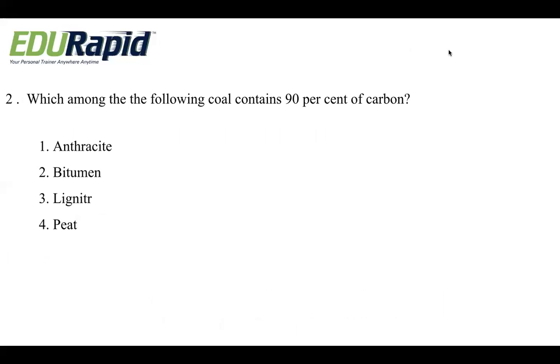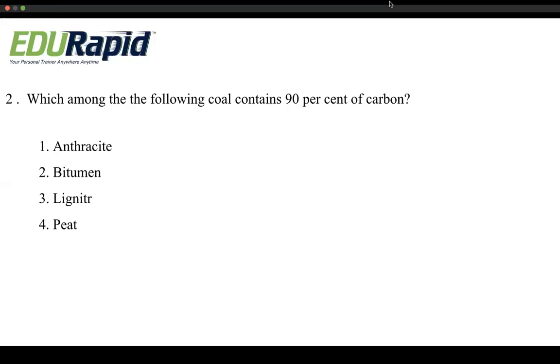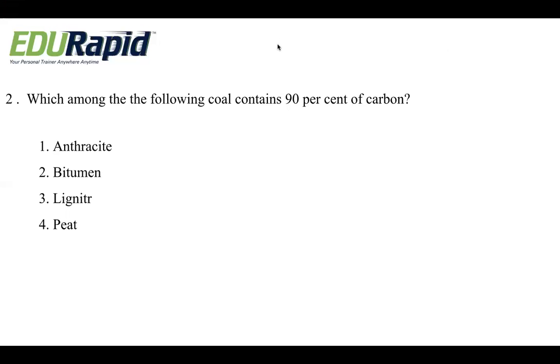Which among the following coal contains 90% of carbon? So, anthracite, bitumen, lignite, or peat. Which of the following coal contains 90% of carbon, right? Any answers? Which of the following contains 90% of carbon?